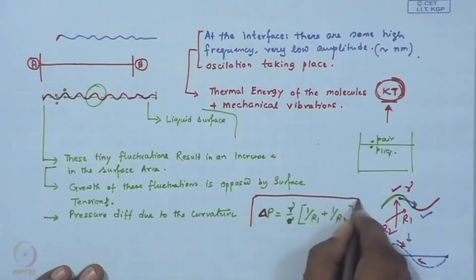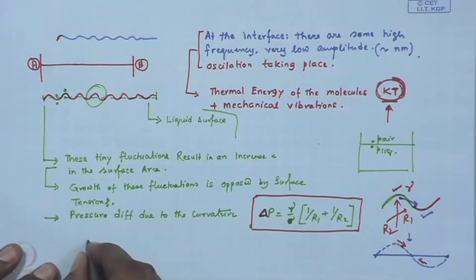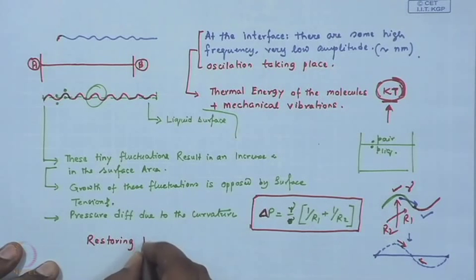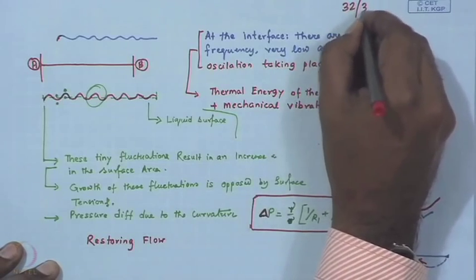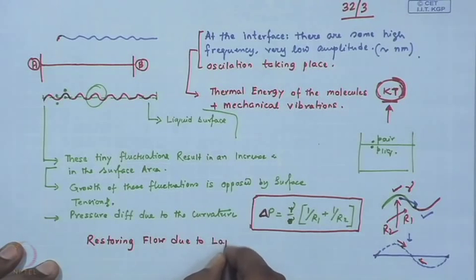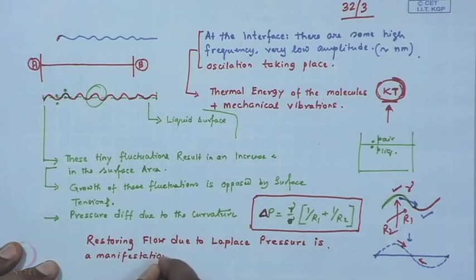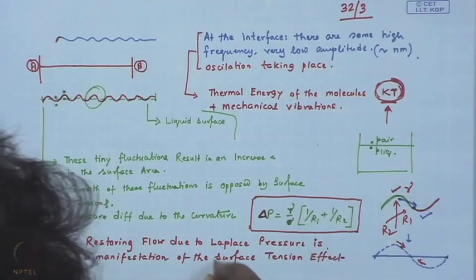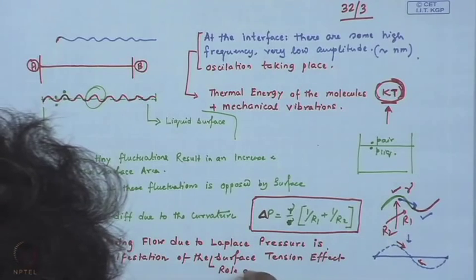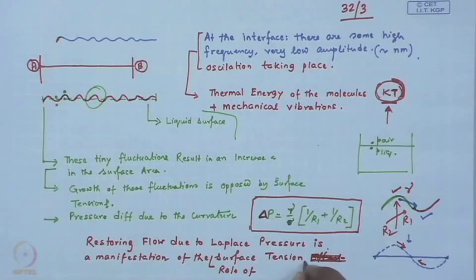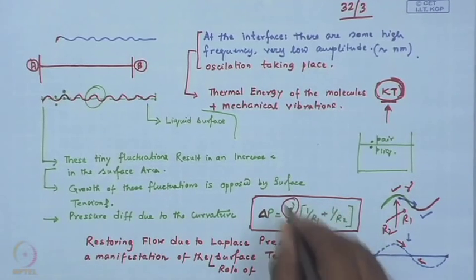So, you have two things essentially. The restoring flow due to Laplace pressure is a manifestation of the surface tension effect, because Laplace pressure is related to surface tension, or the manifestation of the role of surface tension, I would say.